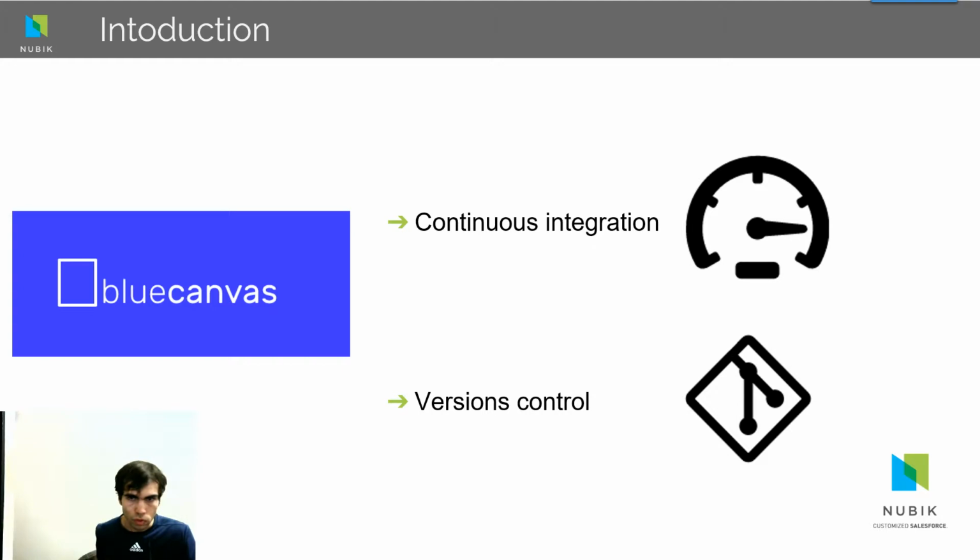So what is Blue Canvas? Well, we can consider Blue Canvas a tool that will allow us to push changes directly to our organization by Git. So basically, it integrates two important concepts from the development world, and these concepts are continuous integration and version control. All of it thanks to the fact that it uses Git as a main point of reference, let's say.